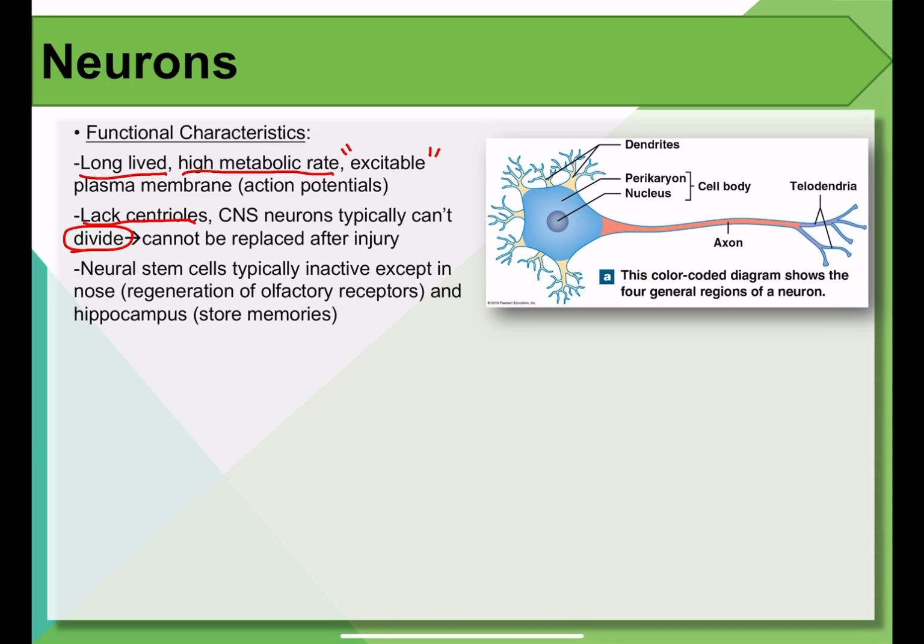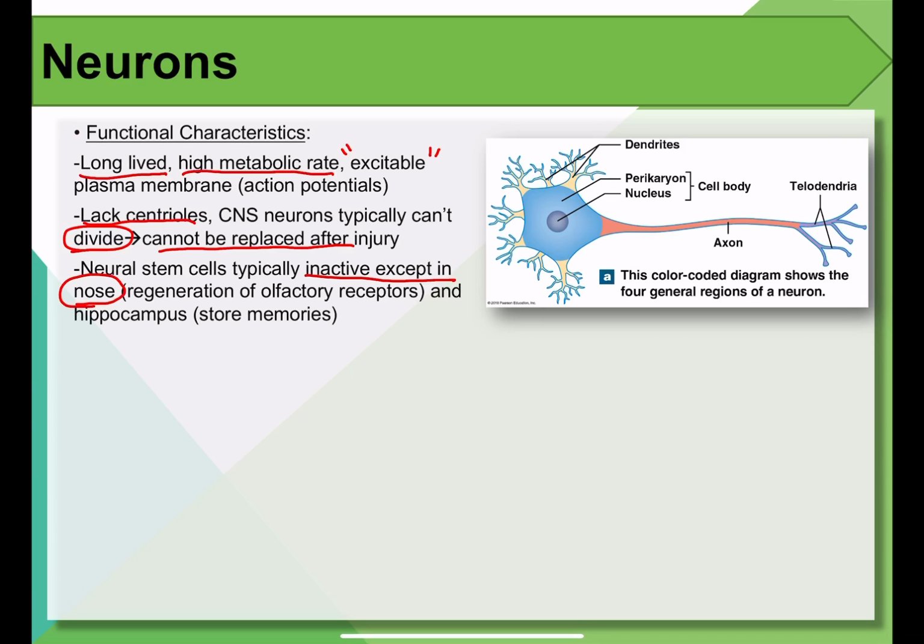And that's why I said, technically speaking, neurons cannot be replaced after injury. They can be repaired. We'll talk about ways they can be repaired, but it's not 100% guaranteed. It's still up to Mother Nature to repair a neuron, but we'll talk about that process a little bit. And then neural stem cells typically are inactive except in the nose. Okay, so this is one exception.